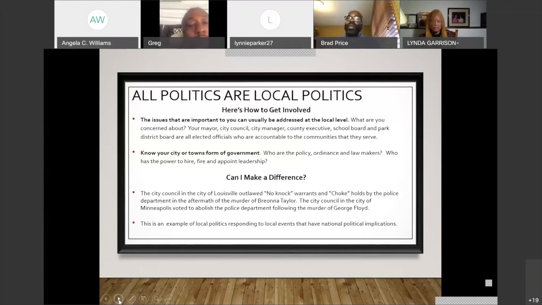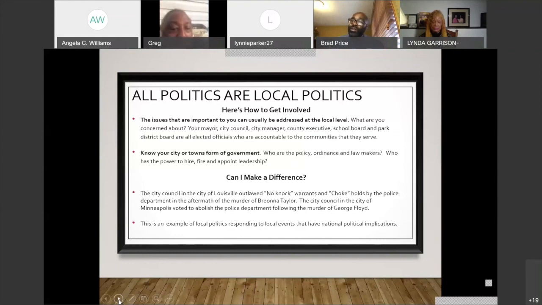So let's talk a little bit about local politics. All politics are local politics, right? The issues that are important to you can usually be addressed at the local level. What are you concerned about? Your mayor, city council, city manager, county executives, school boards, park district boards, library boards. They're all elected officials who are accountable to the communities that they serve.